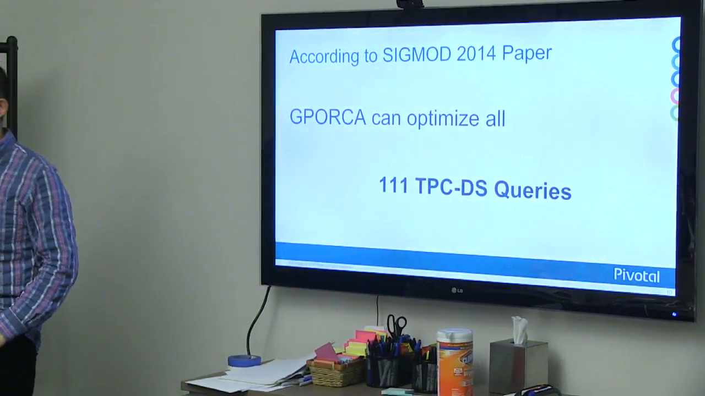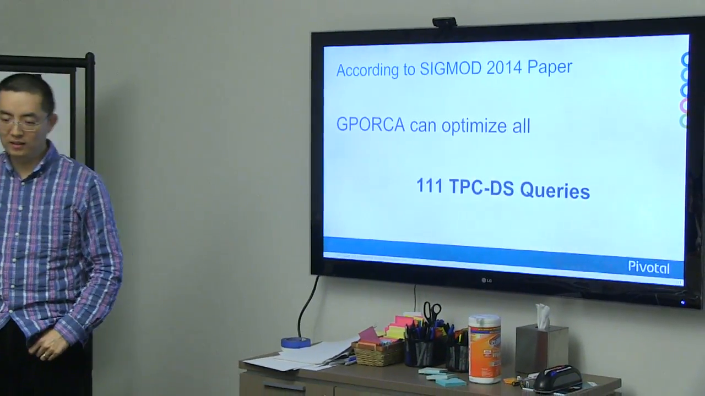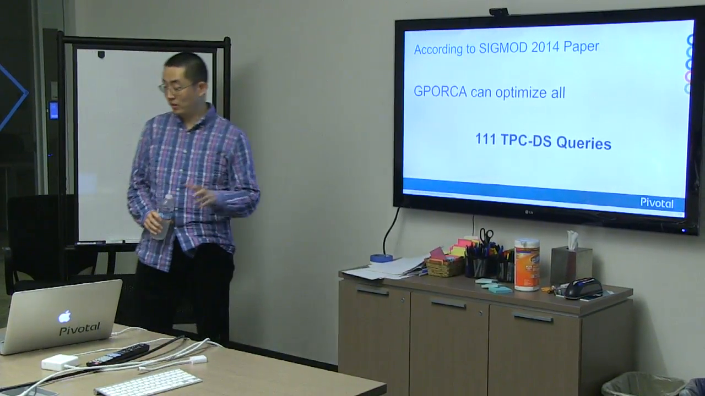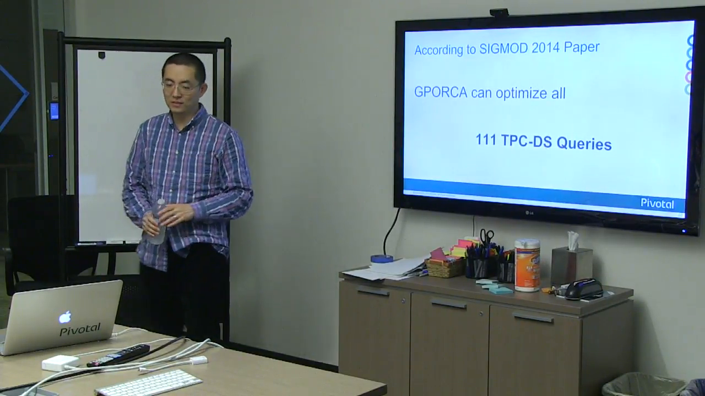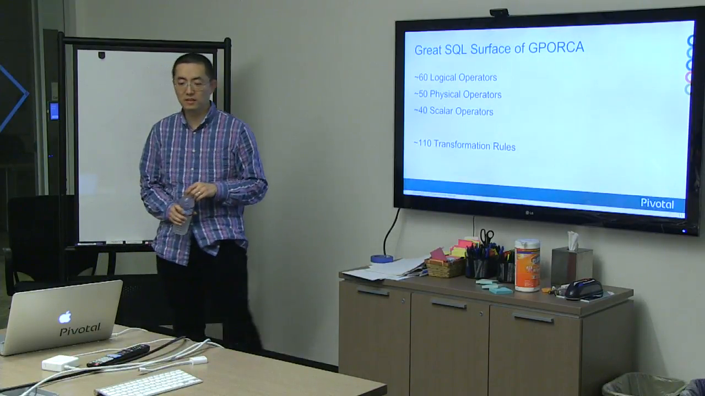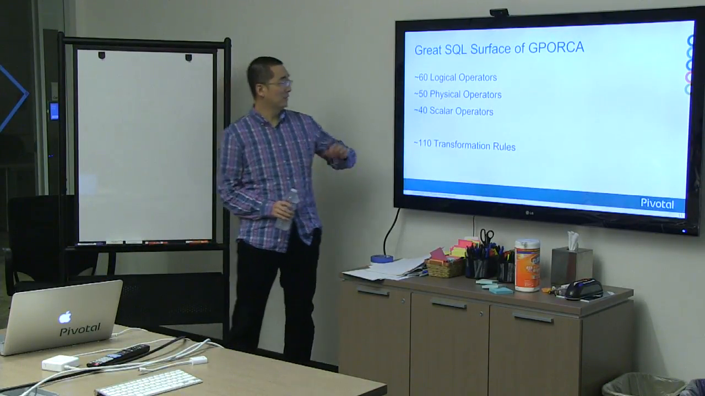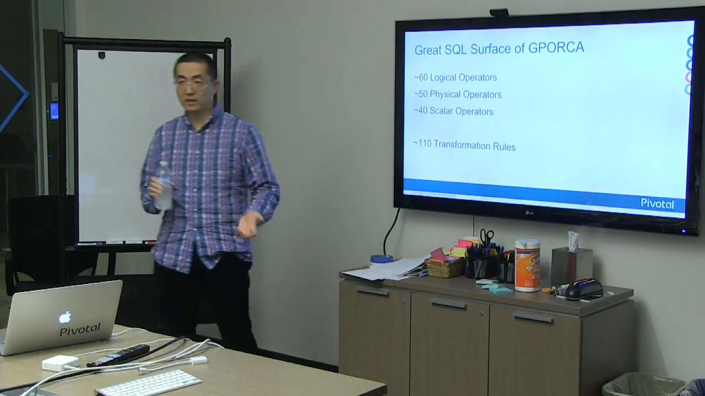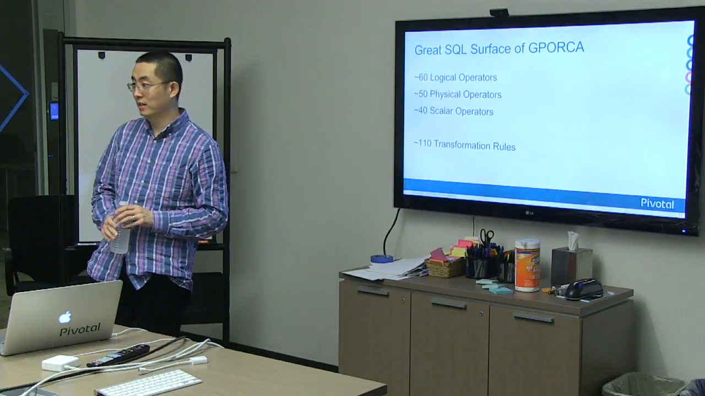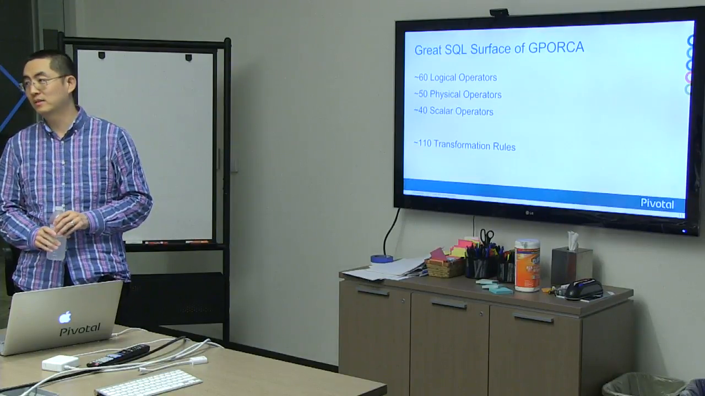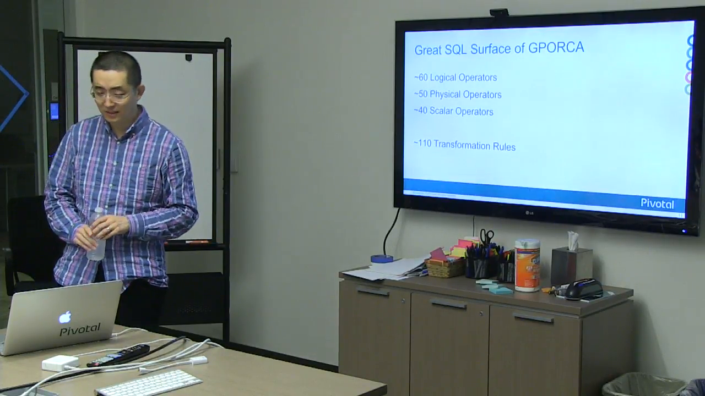GPORCA, we published a paper in SIGMOD 2014. One unique feature I feel GPORCA has is that it can optimize all the TPC-DS queries, all of them. The surface area is very, very wide. And if you look underneath, you will see there are about 90 logical operators, 50 physical operators, 40 different scalar operators, and more than 110 transformation rules to really make it capable of optimizing complex data decision queries.